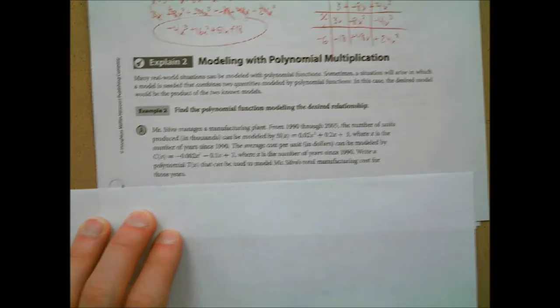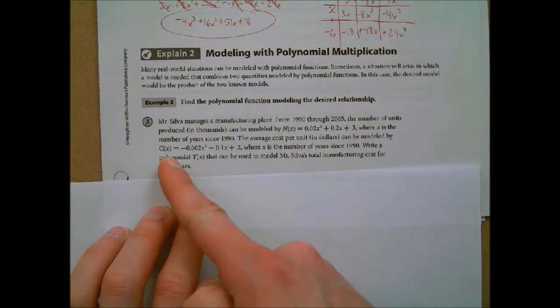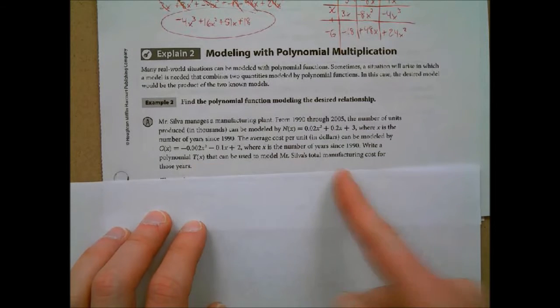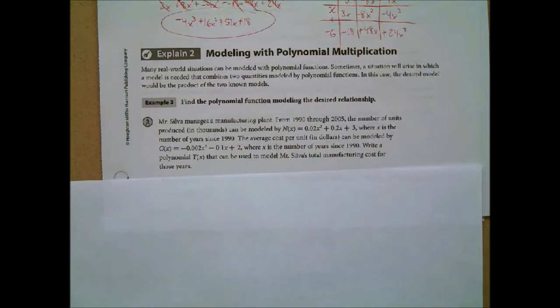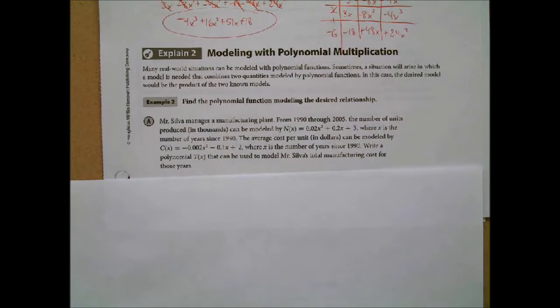Mr. Silva manages a manufacturing plant. From 1990 through 2005, the number of units produced in thousands can be modeled by n of x. So this is how many units of this thing they're making, where x is the number of years since 1990. The average cost per unit in dollars can be modeled by this. So if this is the number of units they produce, and this is the cost per unit, what would be the polynomial that would represent the total manufacturing cost for a particular year? What would we have to do with those two polynomials to find the total cost in a particular year?